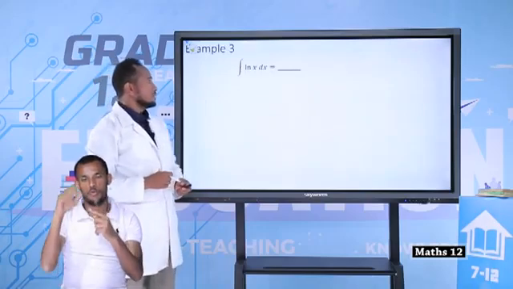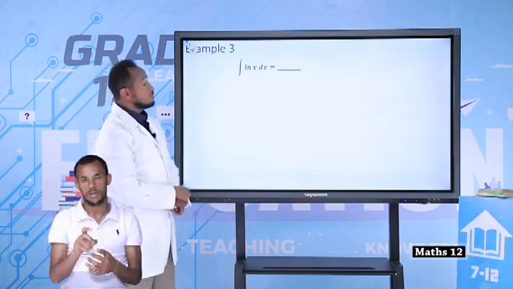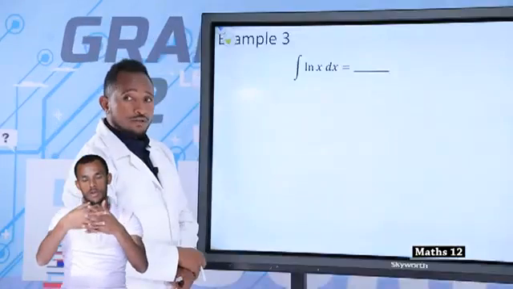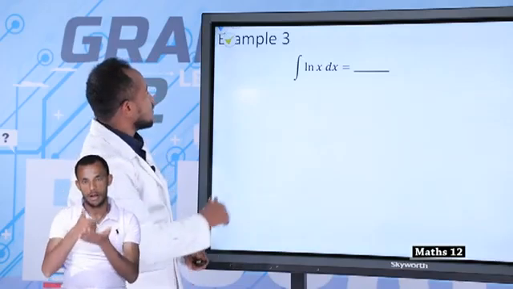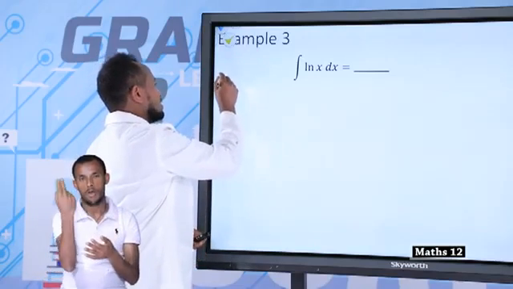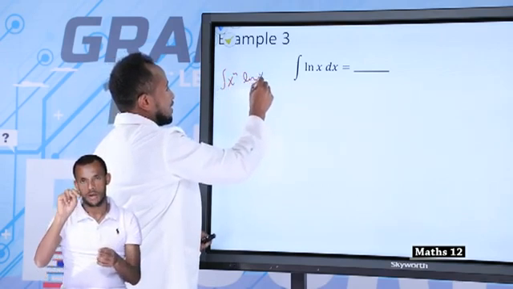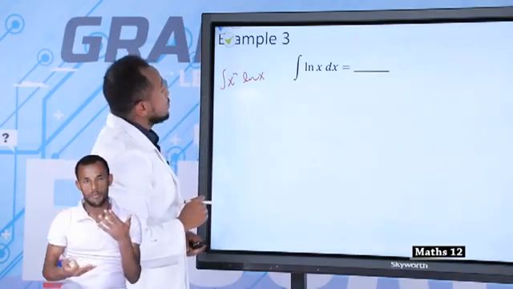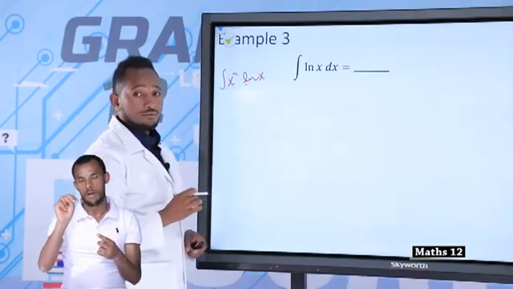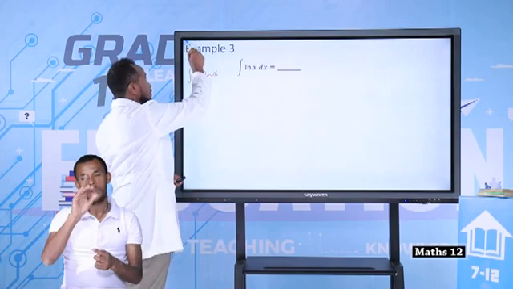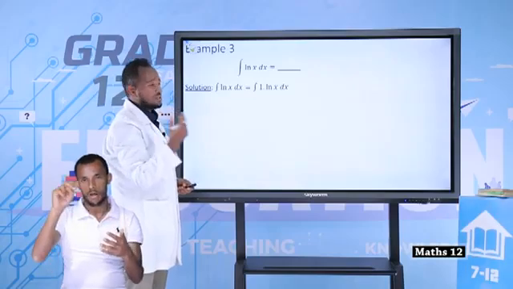Let's try to find the integral of ln x dx. To find the integration of this expression, in the guideline, we put that if a function has the form x to the power of n times ln x, you have to let u be ln x and the other function be dv. By the way, the integral of ln x dx is a product of functions. You can just put 1 here.